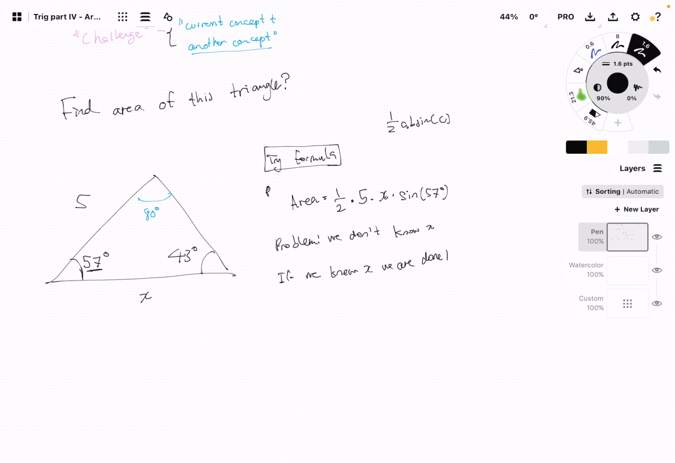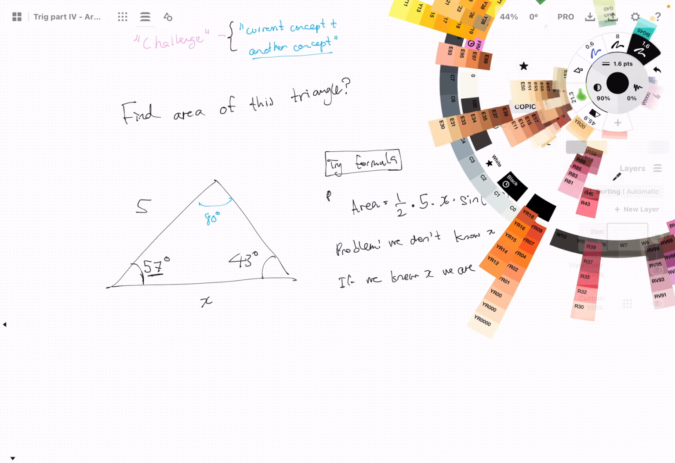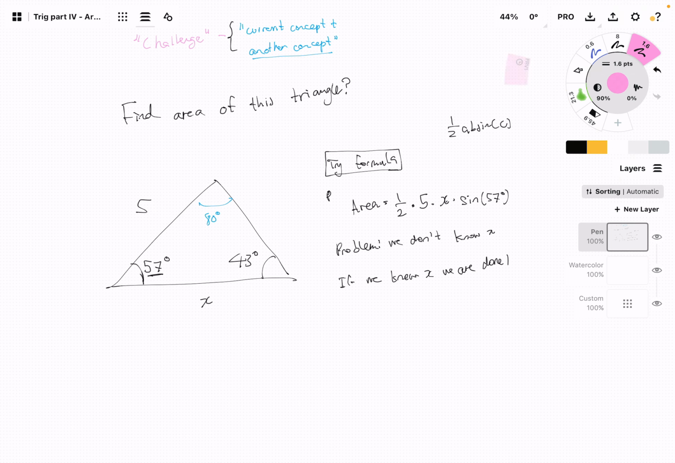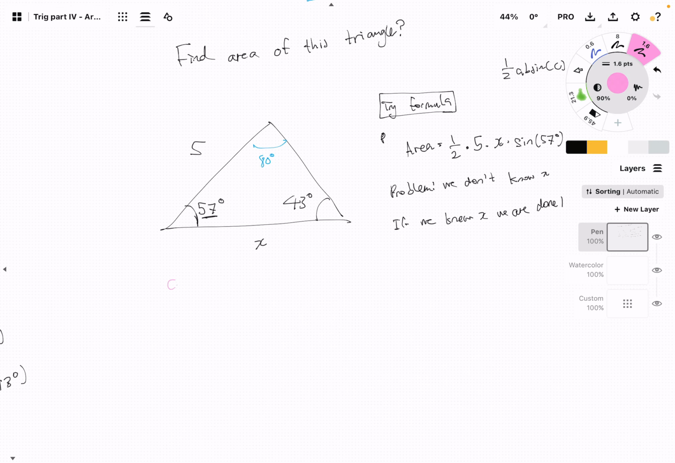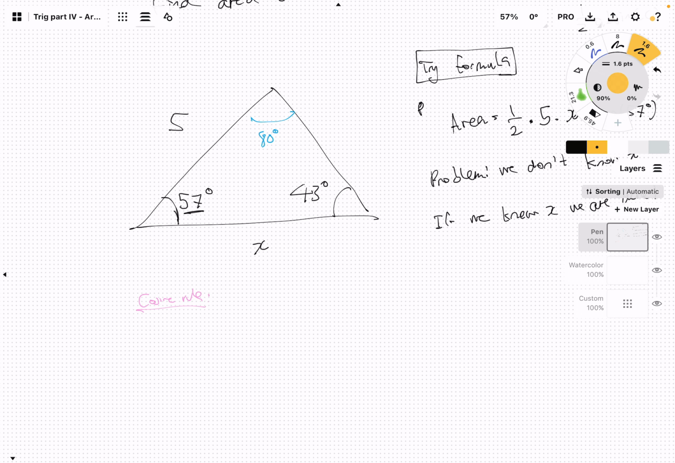So how do we find X? That is the question. And here's the thing. Just think back to original problems. Can I use sine rule or cosine rule? Well, cosine rule requires two sides to be known and an angle. Cosine rule has three sides and one angle in it.